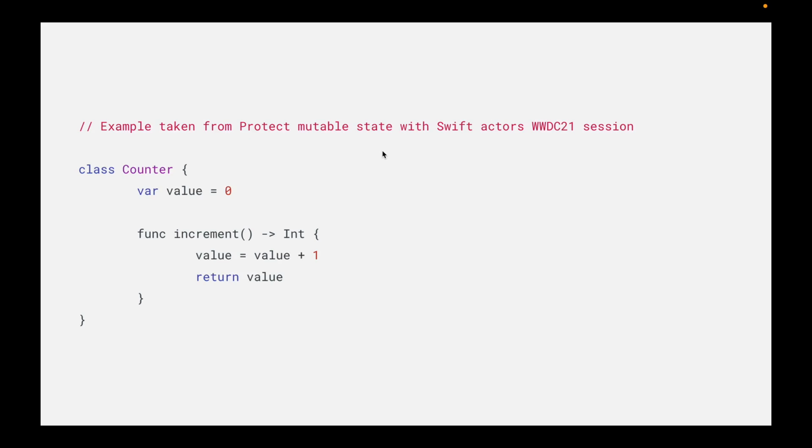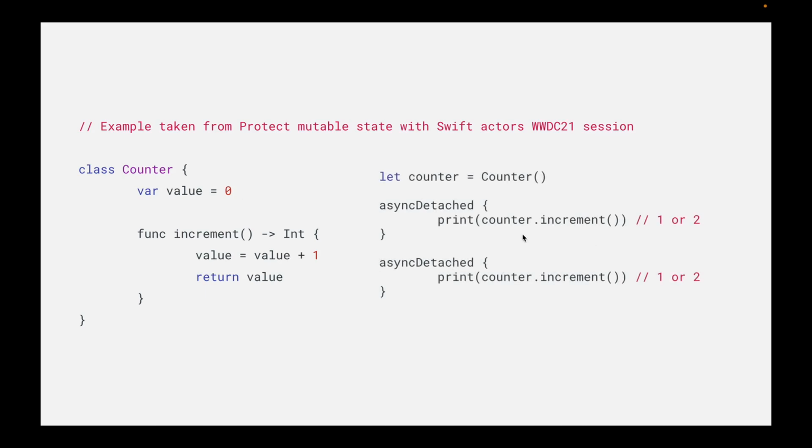Back in our example, we have a counter, which is a class. When we create an instance of counter and call the increment function, we might see 1 and 2 printed on the console, 2 and 1, 1 and 1, or 2 and 2. That is memory corruption because multiple tasks are trying to access the counter's value at the same time, and the result printed on the console can also vary a lot.